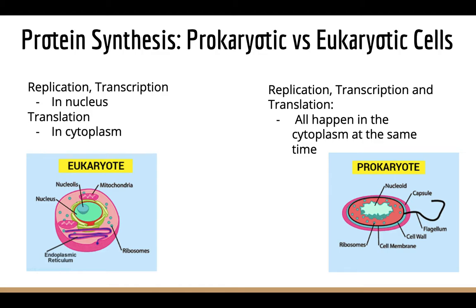On the other hand, because prokaryotic cells are so much simpler and they don't really have a nucleus, everything is going to happen in the same location. So replication, copying DNA, and both steps of protein synthesis, transcription and translation, all happen in the same location at the same time. So they're all happening in the cytoplasm at the same time.